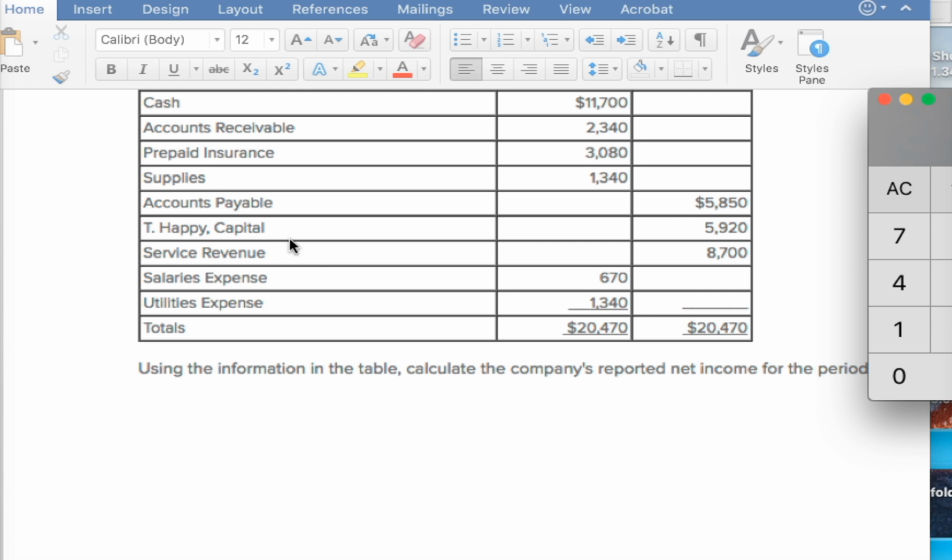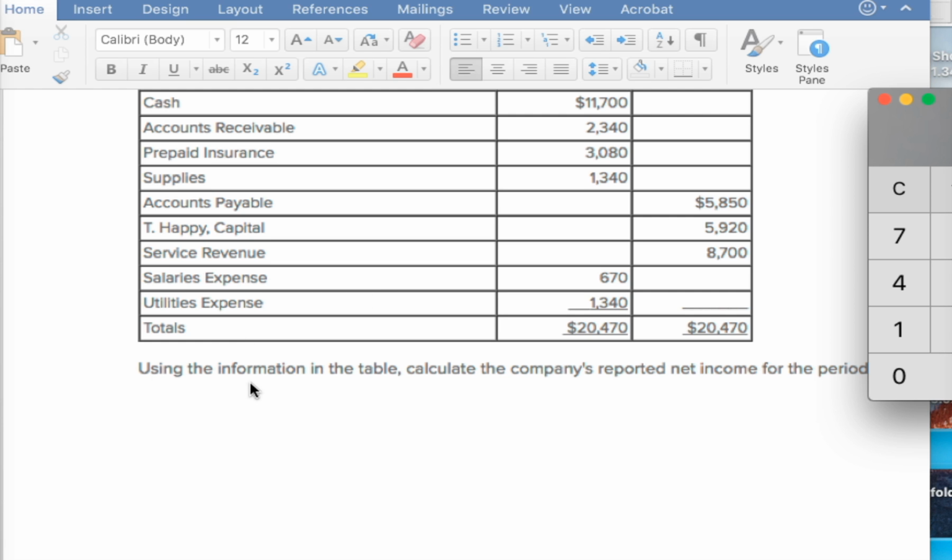So they're in the bottom section there, and the only thing that you really need to be careful of here is to make sure you don't see an account somewhere in here that says unearned revenue and attribute that to the revenue account. Otherwise, it's as simple as looking for accounts that say revenue on them, adding those up, and then subtracting any accounts that say expense. In this case, we have one revenue account, we have two expense accounts. So revenue is 8,700, and I'm going to subtract from that salaries expense and utilities expense. So minus 670 minus 1340.